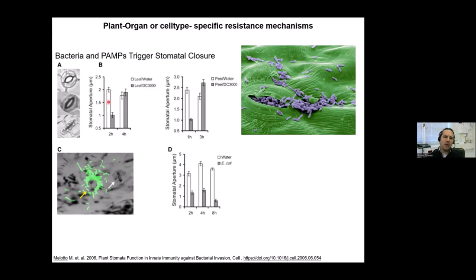At the very beginning with water, there is no response. With the bacteria landing on the stomata, they close directly. They recognize: I'm under attack, I close my gate. And because these are pathogens, they have effectors and tools to open them up after 4 hours. I would like to point out here a control where they used E. coli instead, and the stomata close, but they stay closed even after 8 hours, because the E. coli don't have the effectors to open the stomata again to get into the leaf.